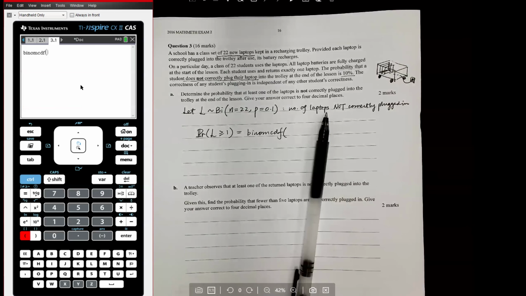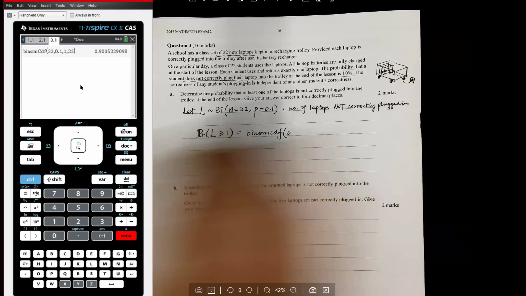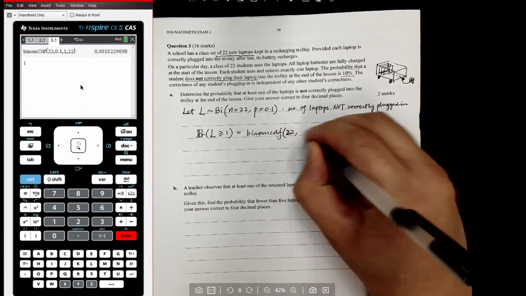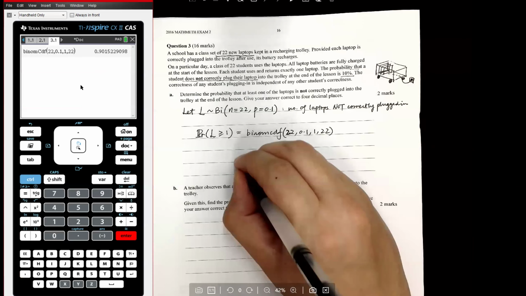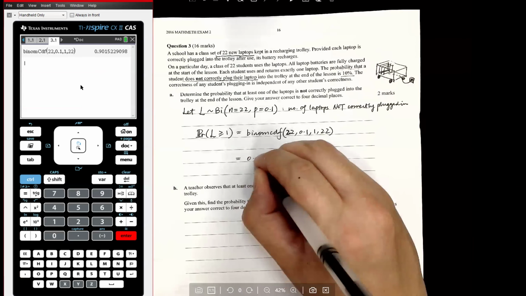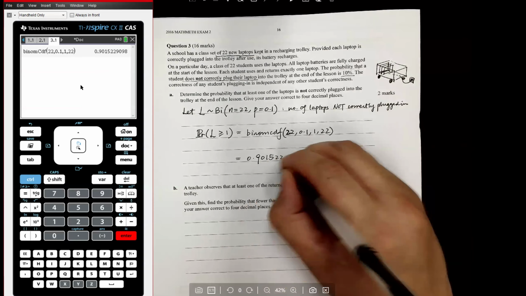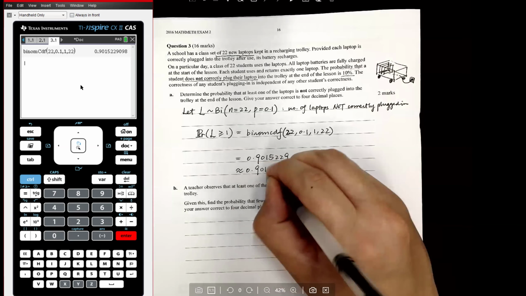Binom CDF 22, 0.1, from 1 to 22. So the answer is, well, I can't just jump into the answer. So I say this is 22, 0.1, 1 to 22. And that gives you 0.9015229..., and it's rounded to 0.9015.